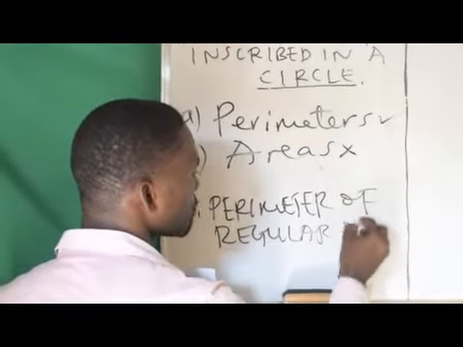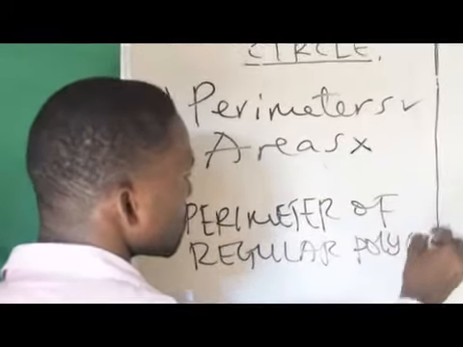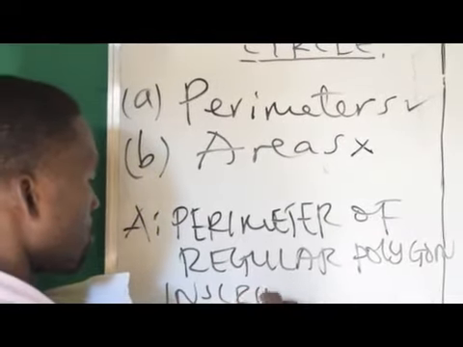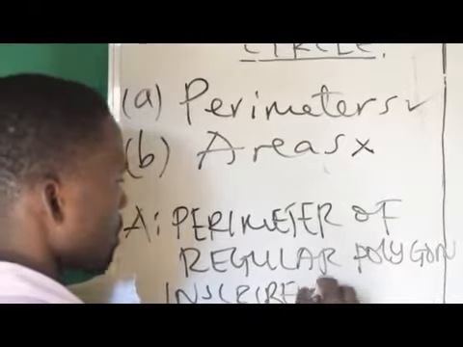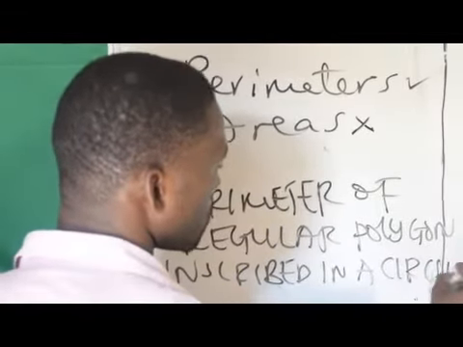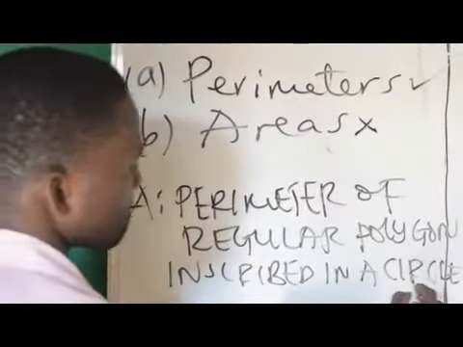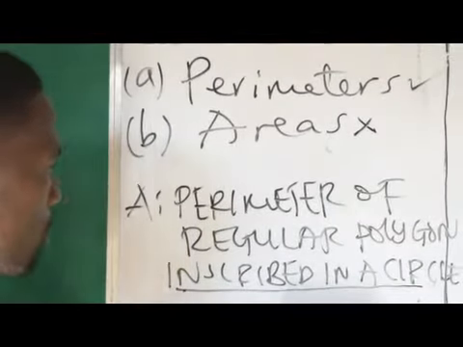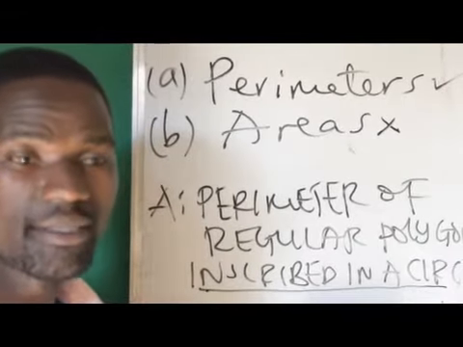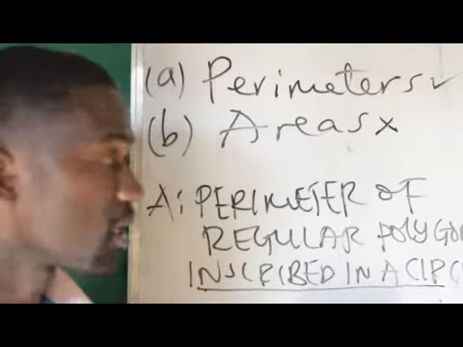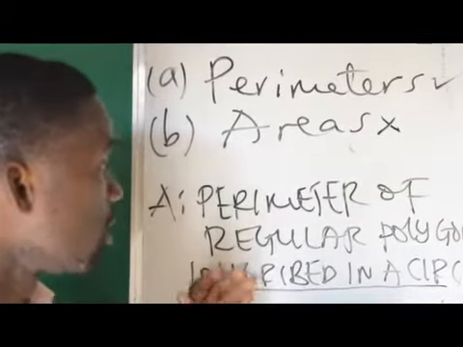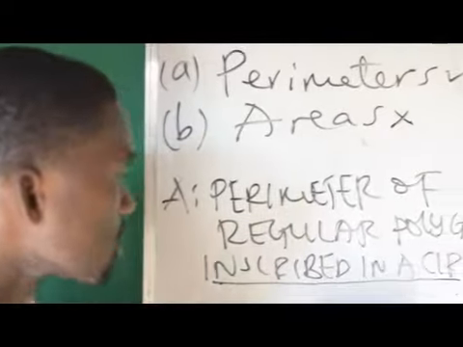Of regular polygon inscribed in a circle. The good thing here is that I'm going to derive the formula that you are going to use to find the perimeter of one regular polygon inscribed in a circle.